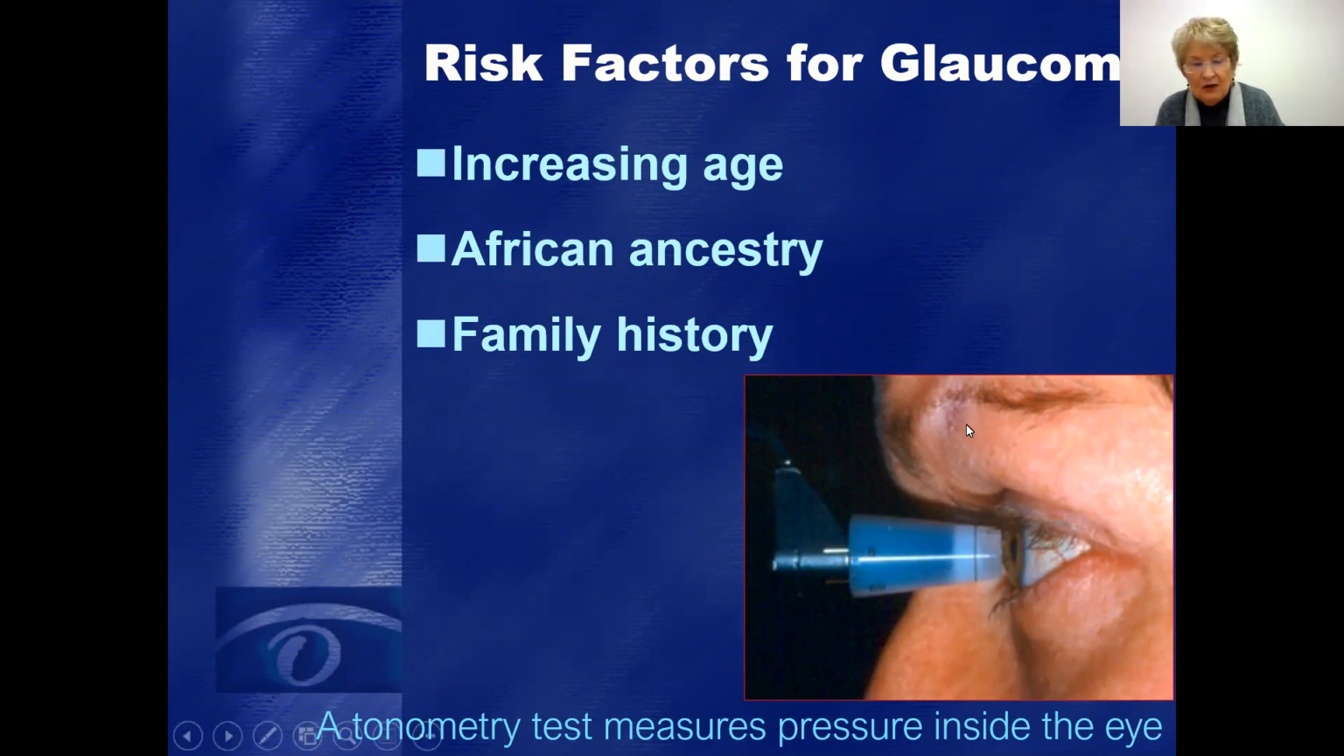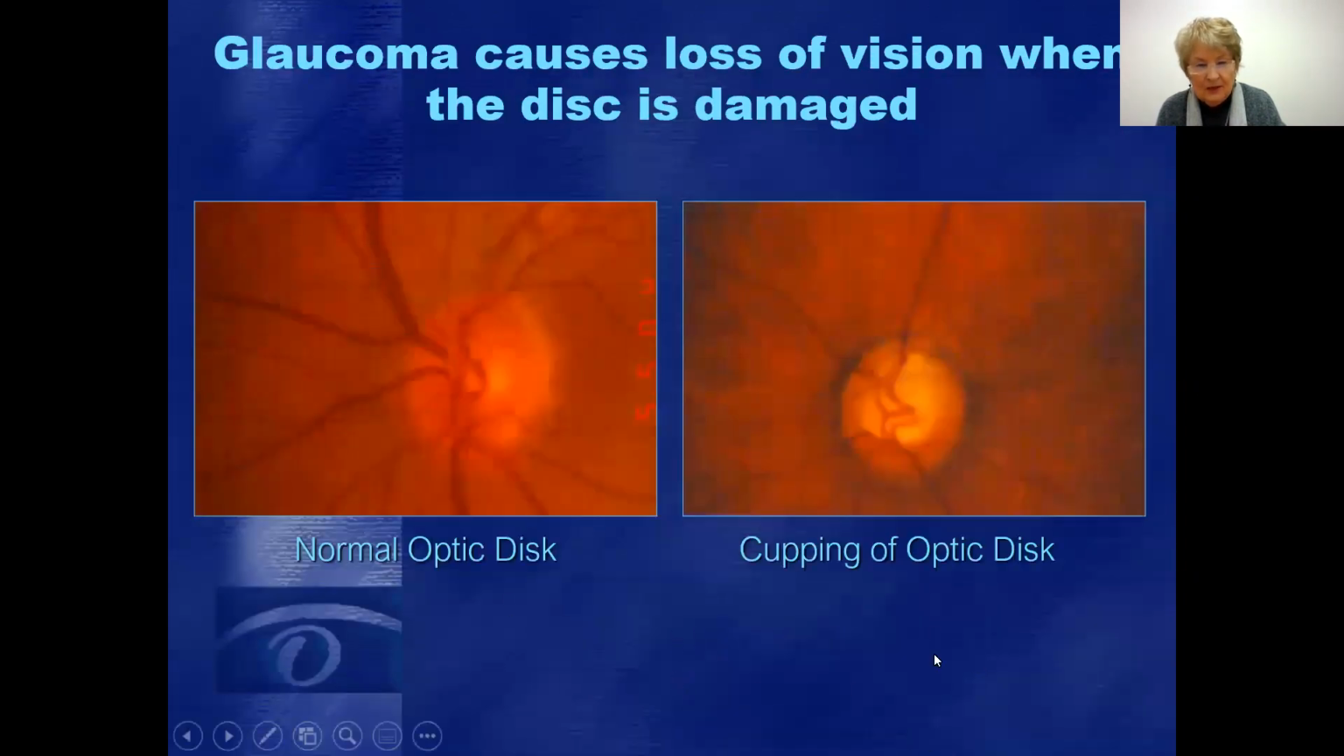So how do we check the eye pressure when you come into the office? Well, they check it right here with this blue light with a tonometer, and it measures the pressure in the eye. The normal pressure in the eye is between 10 to 21 millimeters of mercury. So remember when we said glaucoma was a disease of the optic nerve?